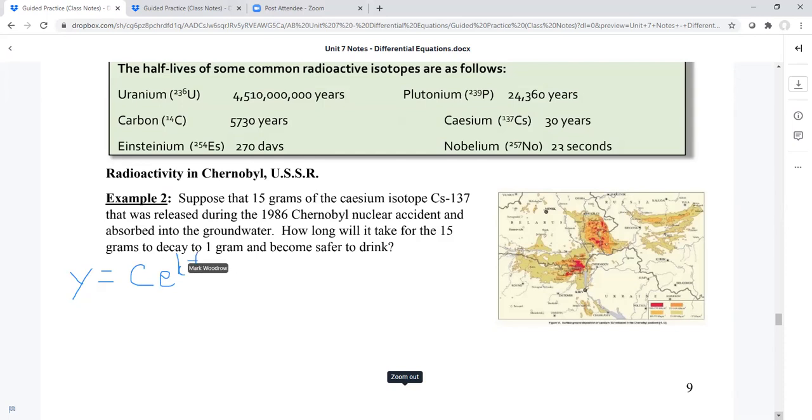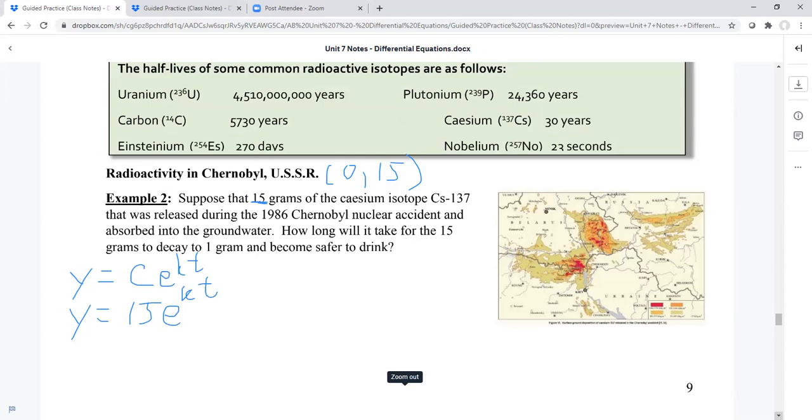All right, so at time 0, we had 15 grams. Now I'm going to tell you right now, I know 15 is going to be C because that's the initial amount. But we're going to plug it in and show that C is that anyway. So we're going to get 15 is going to equal Ce, and then 0 times k is just 0, so that's 1. So C is 15. So I'm going to rewrite this in here. So right now we have y equals 15e to the kt power. Now we got to find k because that's the rate of change.